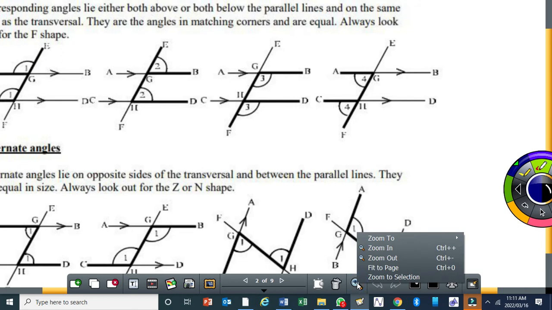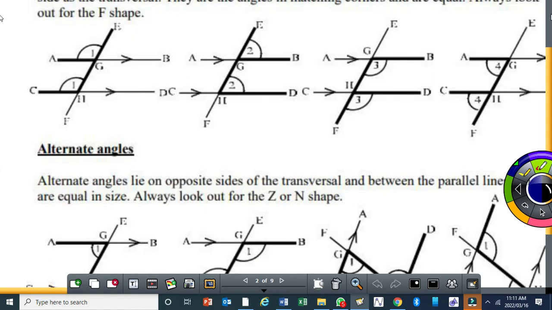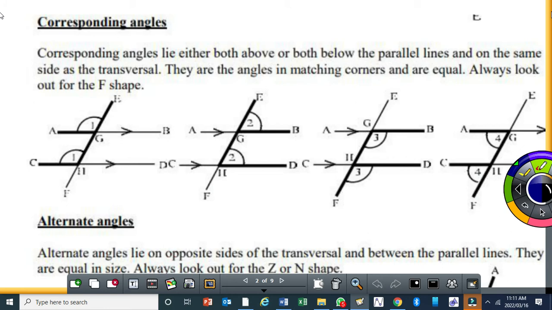The grade 10 textbook that you have is a very good textbook. On geometry, it has some nice stuff there.